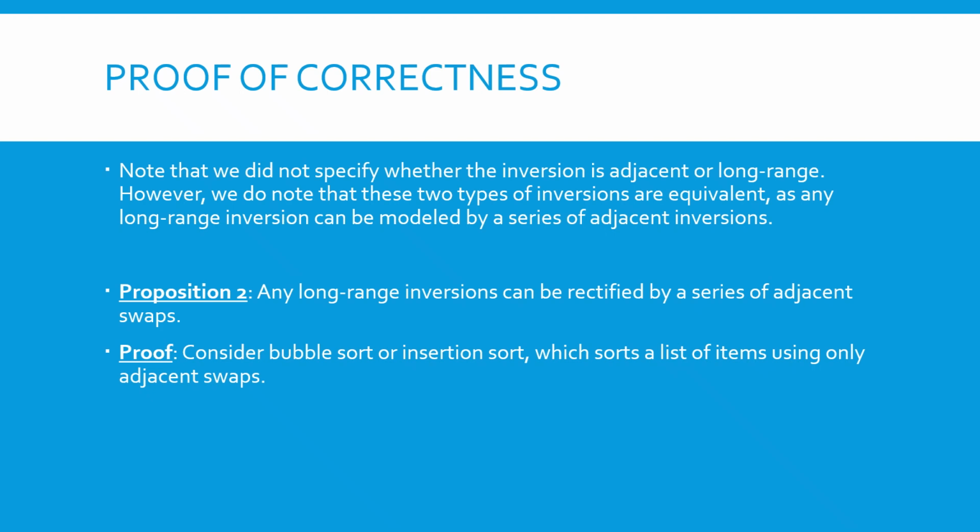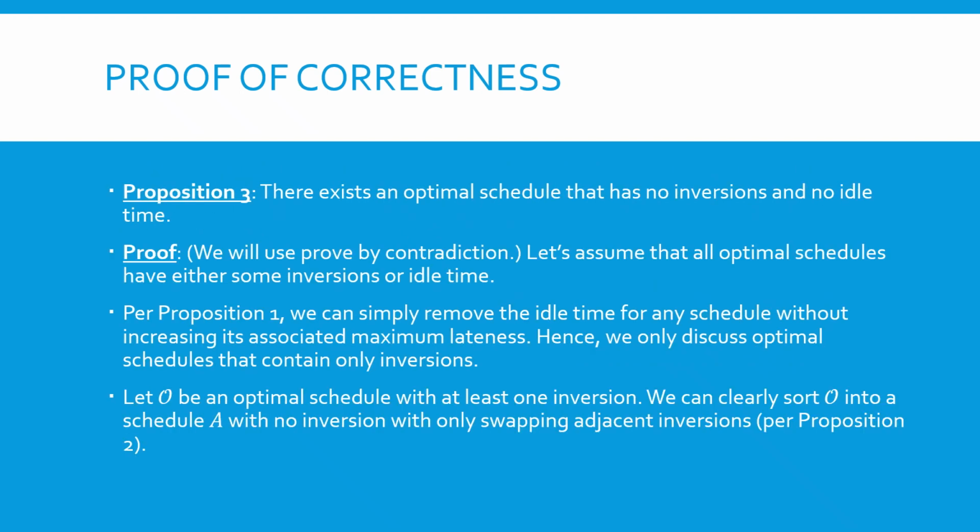This idea is similar to bubble sort. Bubble sort eliminates all inversions using only adjacent swaps. And the same argument applies here. In proposition 3, we claim that there exists an optimal schedule with no idle time and no inversions. By proposition 1, we already know that an optimal schedule with no idle time exists. We now focus on eliminating inversions.